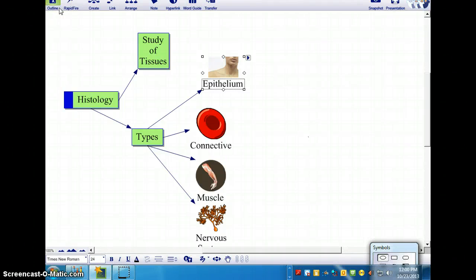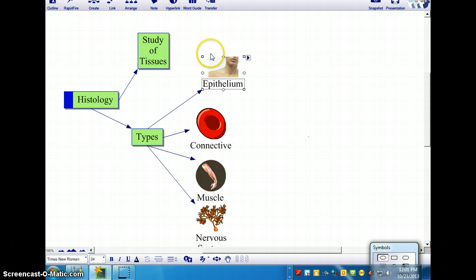Today we're going to continue our study of histology by looking at epithelium or epithelial tissue and some characteristics that make it different from connective, muscle, and nervous tissue. The advantage of using a flipped lecture like this is that you can stop the presentation to catch up or replay things that would help clarify what I've said.